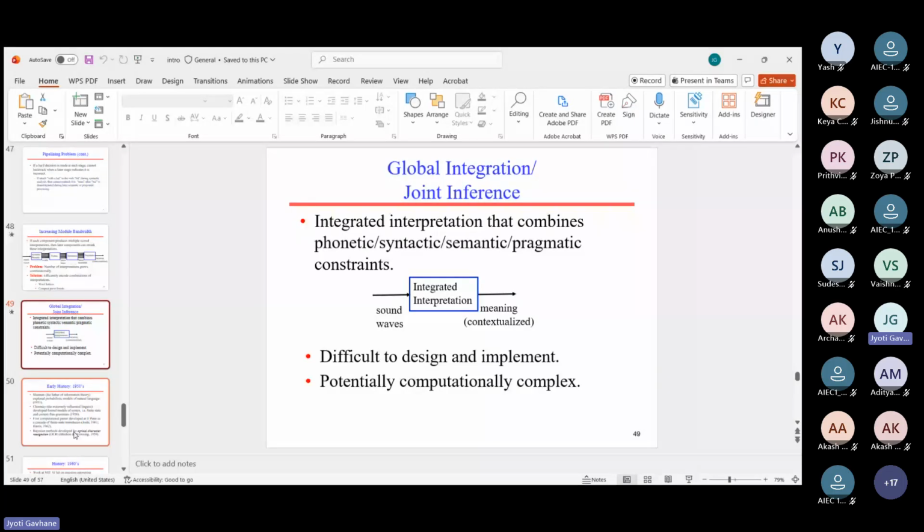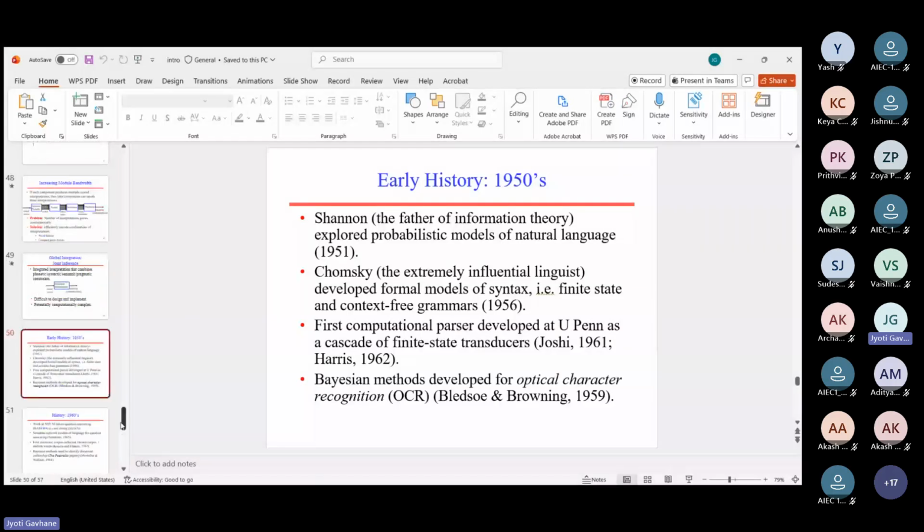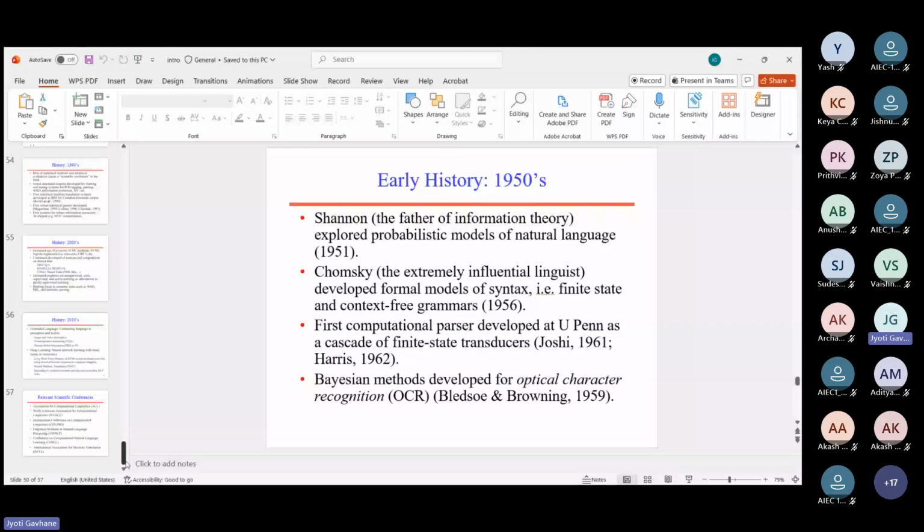Now I'll be just sharing the PPTs. You just go through the history of NLP. Okay. Then you will understand how the different machines have evolved with respect to natural language processing.